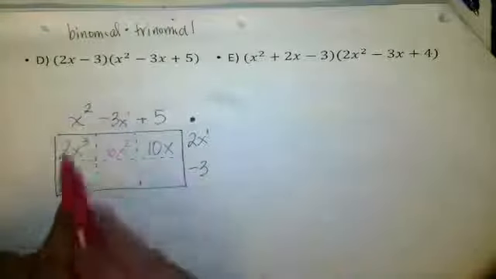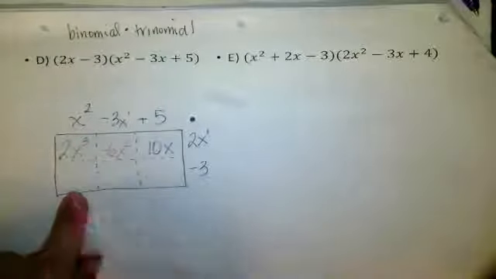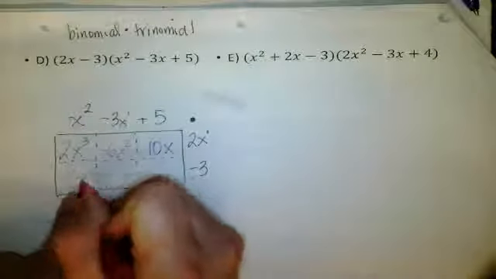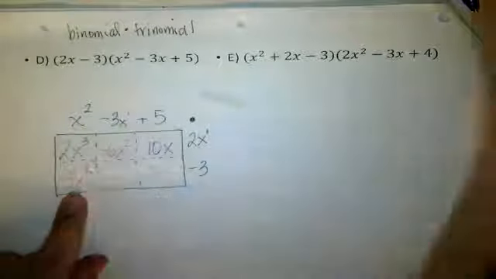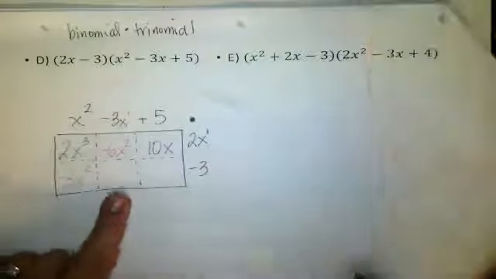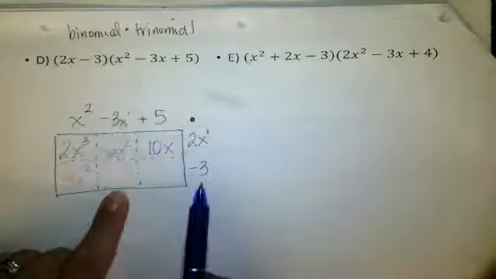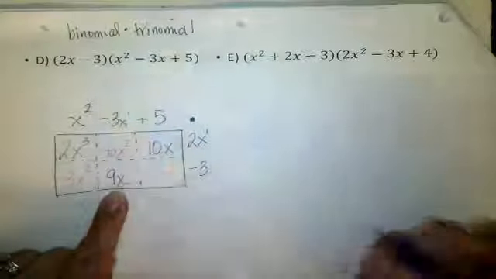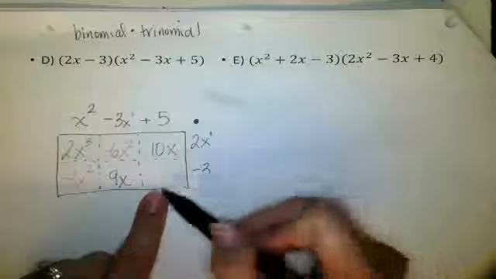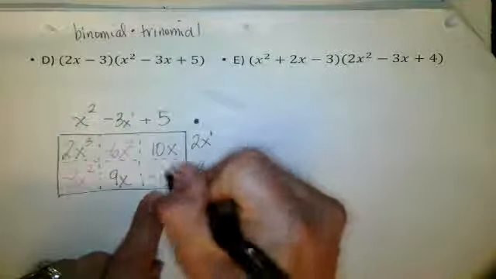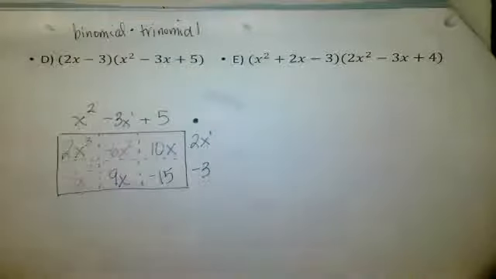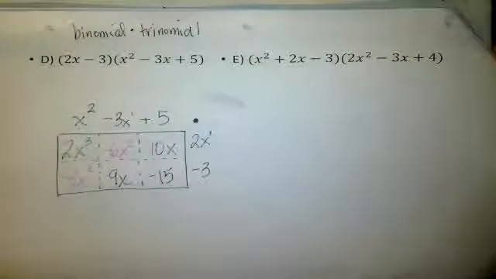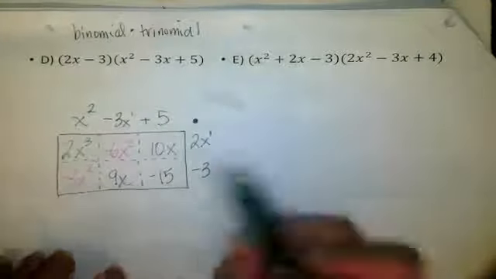Filling in down here, x squared times negative 3 is negative 3x squared. The next box, negative 3x times negative 3, 9x. And the last box, 5 times negative 3 is negative 15. We just did all the distributing, and now we just need to combine like terms. And what's nice is everything's arranged super cool.